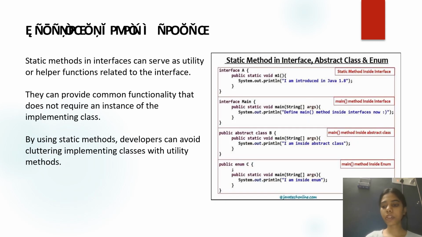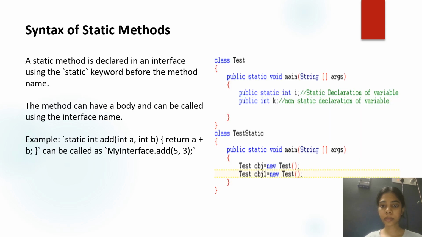Some of the benefits of static methods: interfaces can serve as utility or helper functions. They can provide common functionalities that don't require an instance of the implementing class. By using static methods, developers can avoid cluttering implementing classes with utility methods.